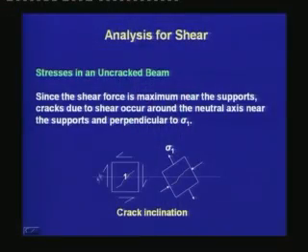Thus, the understanding of the inclination of the principal tensile stress helps us to understand the inclination of the cracks due to shear. In this sketch, we find that under this pure shear, since sigma 1 is inclined at 45 degrees to the neutral axis, the cracking which occurs perpendicular to sigma 1 is also inclined at 45 degrees to the neutral axis, and this is the inclination of the cracks due to pure shear.